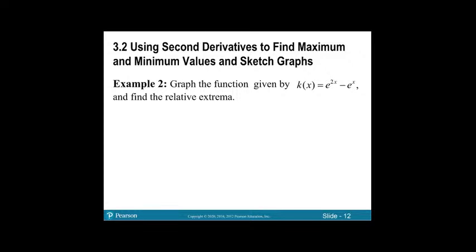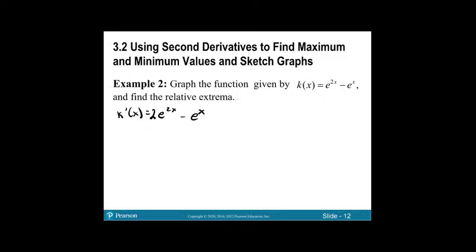So let's start by, even though I know we already saw the answers, let's find those, right? Let's find k prime and k double prime. So k prime of x, right? The derivative of e is going to be itself. So that's going to still be e to the 2x times the derivative of the exponent, so times 2. So that's going to be 2e to the 2x minus e to the x, all right? That's the first derivative.